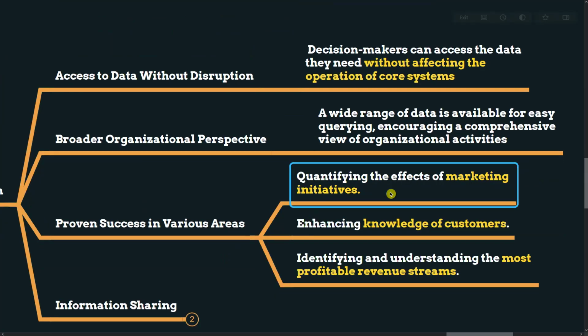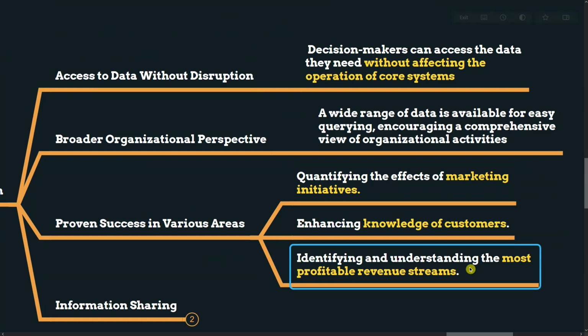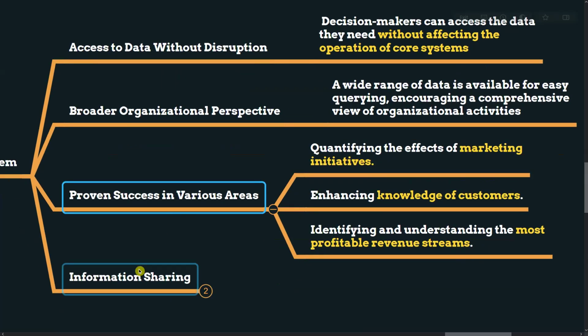If an organization has a data warehouse, they can quantify the effects of marketing initiatives: how many leads we got, how many leads were converted into sales, how many are in follow-up, and how many were not converted into customers. We can also enhance our knowledge of customers and identify and understand the most profitable revenue streams. These are the proven success areas. Data warehouses help businesses measure the impact of their strategies, whether those strategies impact the organization or not, and learn more about their customers and identify the most profitable areas. This is the power of a data warehouse. It can produce insights. We can discover whether a marketing campaign significantly boosted sales or not. Those are proven success areas.